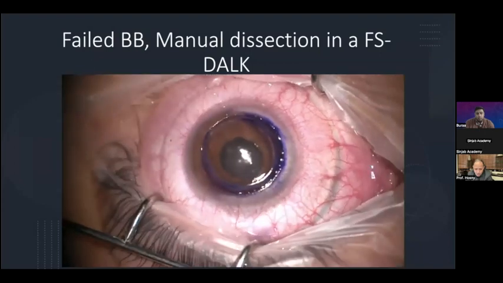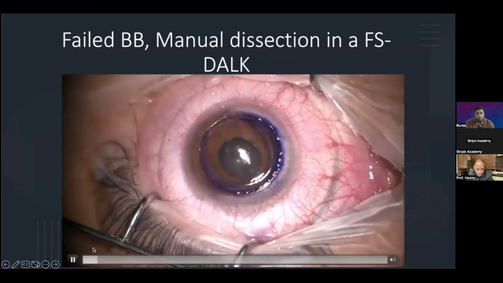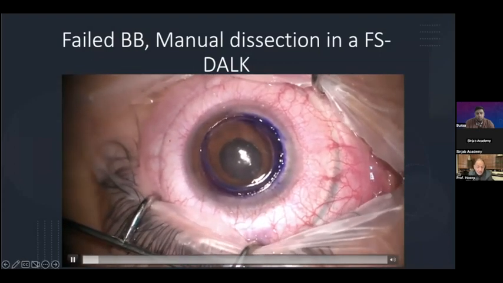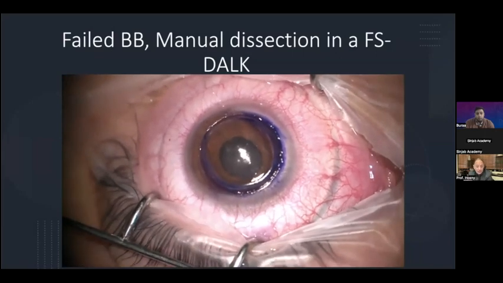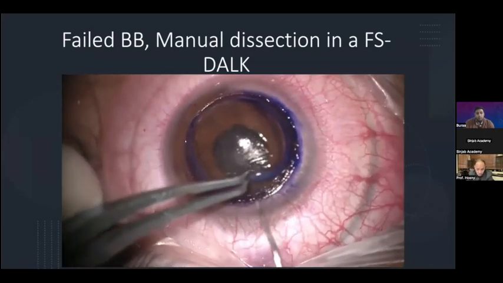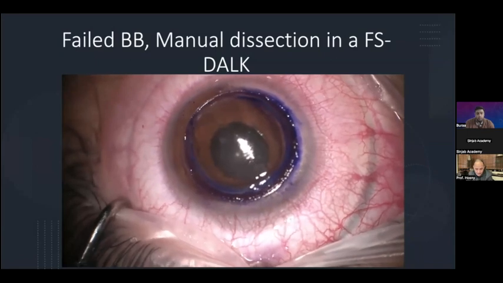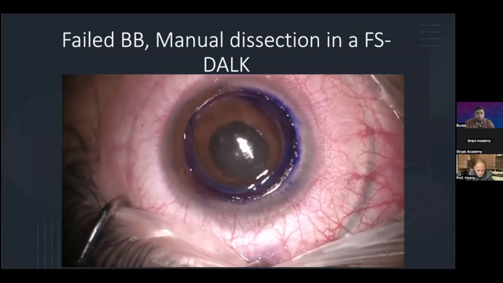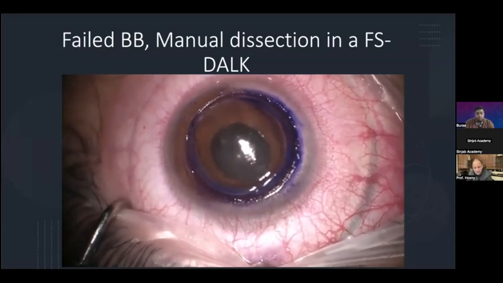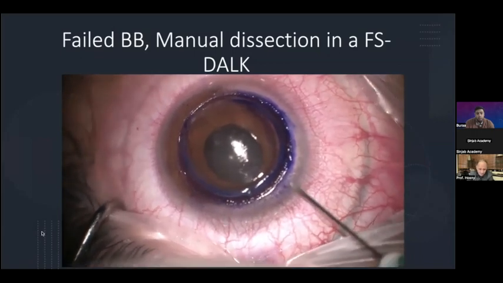So this is the blue ring. It's something that I use to avoid cutting the residual step, the residual corneal stroma. Otherwise you will end up cutting the step, and you will have a deficiency in tissue when you're suturing the donor to the recipient.